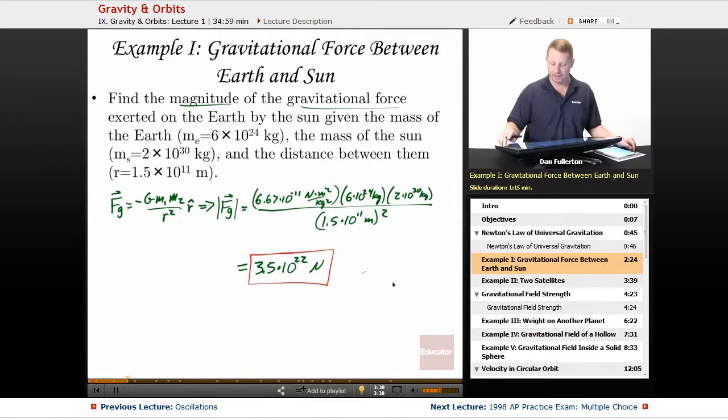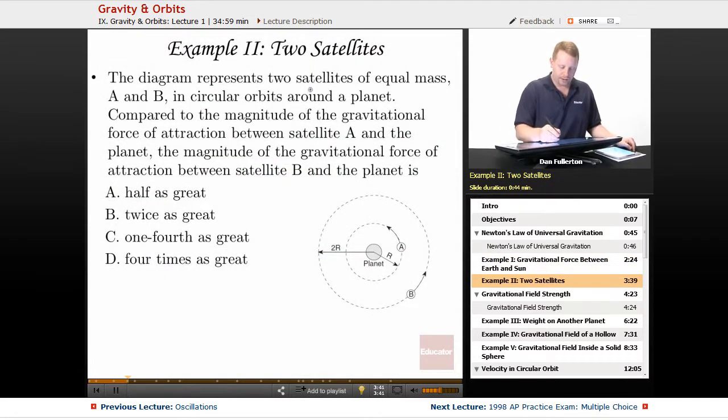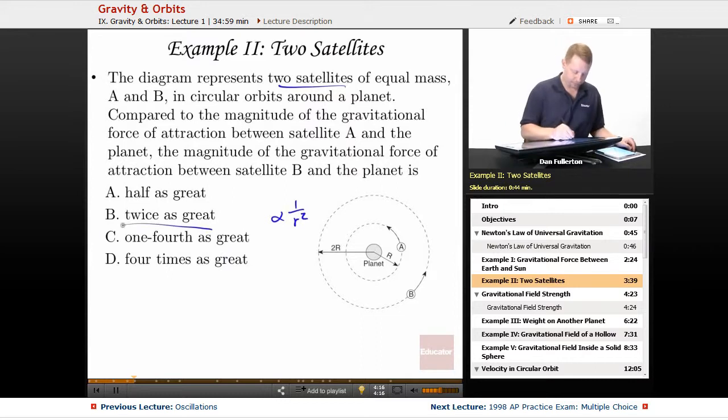All right, let's do another example. The diagram below represents two satellites of equal mass, A and B, in circular orbits around a planet. Compared to the magnitude of the gravitational force of attraction between A and the planet, the magnitude of the gravitational force of attraction between B and the planet is what? And you'll notice that B is twice as far from the center of the planet as A is. Well, because it's twice as far and we have this inverse square law relationship where the gravitational force is proportional to 1 over the square of the distance between the objects, if we double the distance, we get 1/4 the force. Answer C, because of that inverse square law relationship.